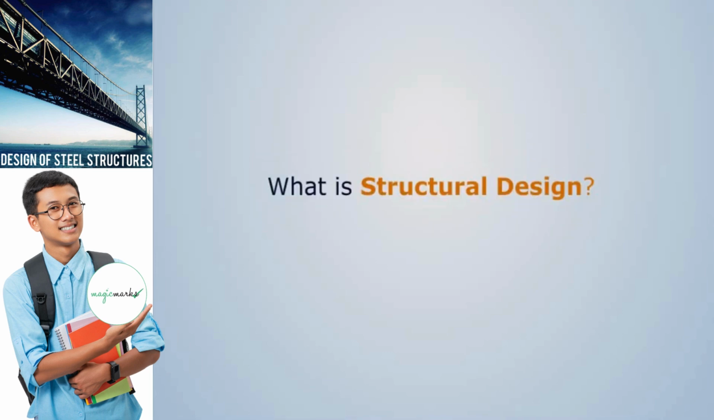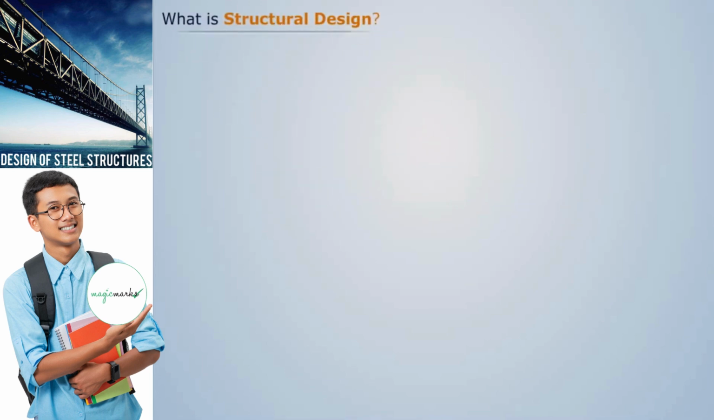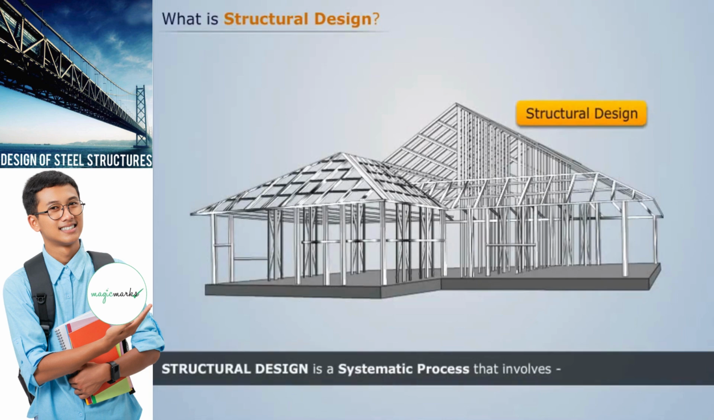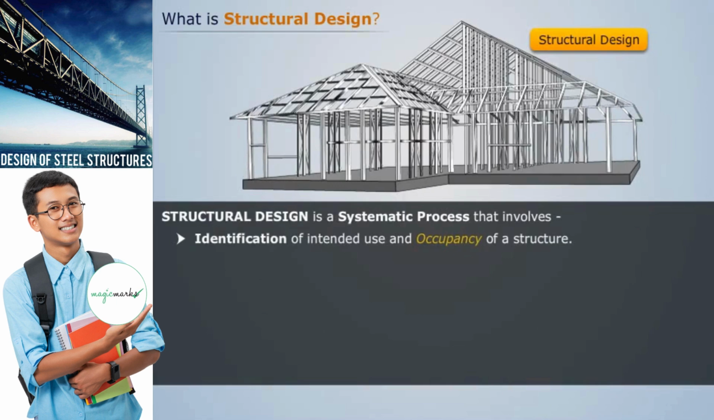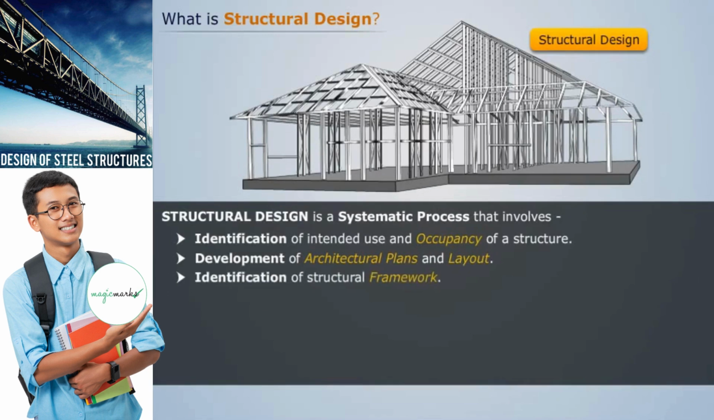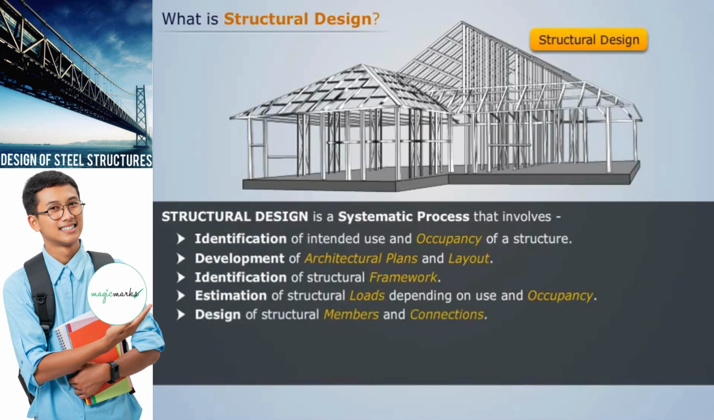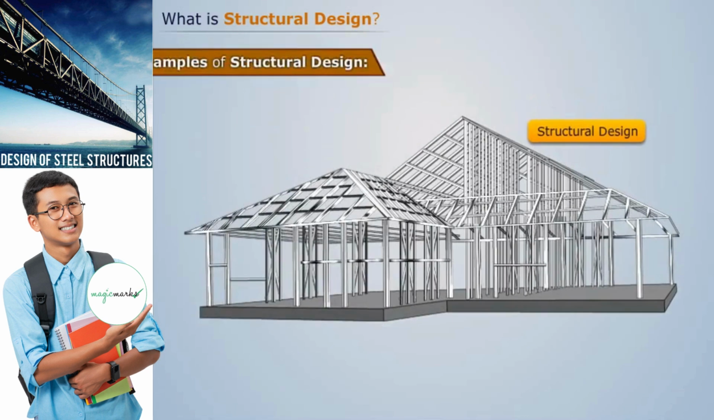What is structural design? Structural design is a systematic process that involves identification of intended use and occupancy of a structure, development of architectural plans and layout, identification of structural framework, estimation of structural loads depending on use and occupancy, design of structural members and connections, verification of design, fabrication and erection, and inspection and approval. Let's discuss some examples of structural design.